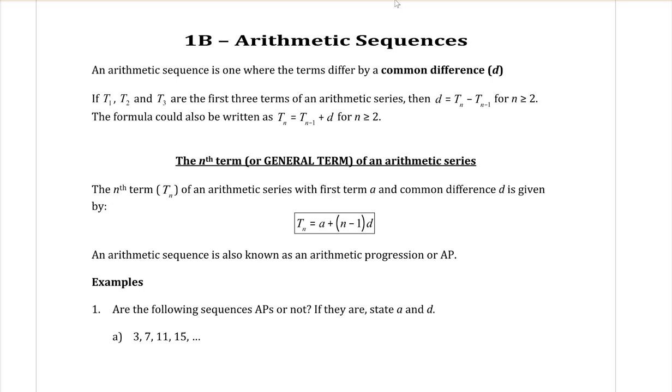We've already kind of talked about this yesterday. An arithmetic sequence is one where the terms differ by a common difference. So the ones where you're adding on 5 each term, or you could be subtracting as well, subtracting something to get to the next term each time. But we're going to be calling that number that you're adding or subtracting the common difference, and we're going to give that the letter D.